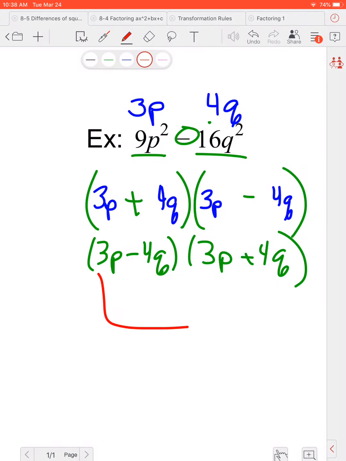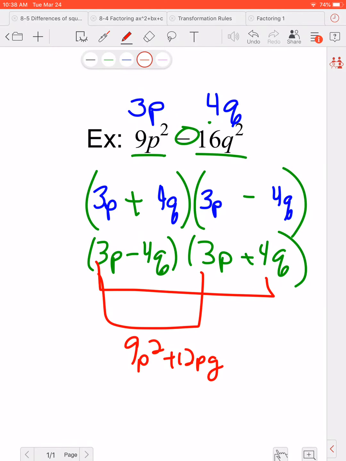It doesn't matter which order they go in, we'll get the same answer. And I should check my work. 3p times 3p is 9p squared. 3p times 4q is plus 12pq. Negative 4q times 3p would be negative 12pq. Remember, we write the variables in order just so we can tell when things match up.